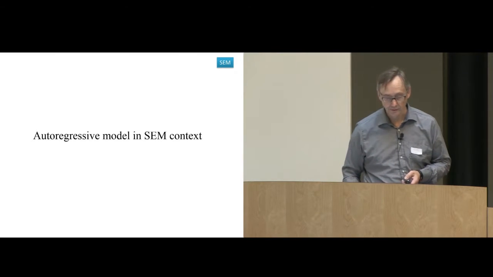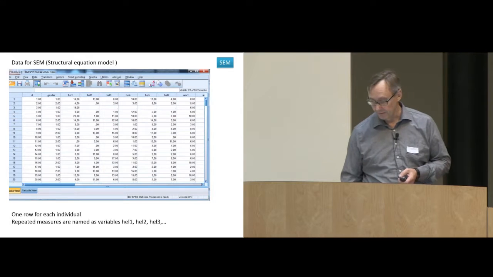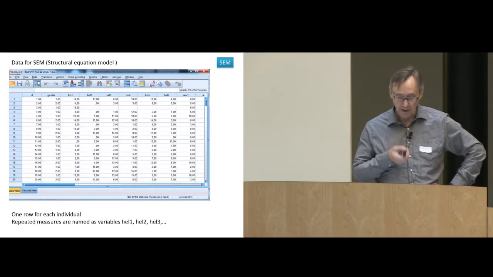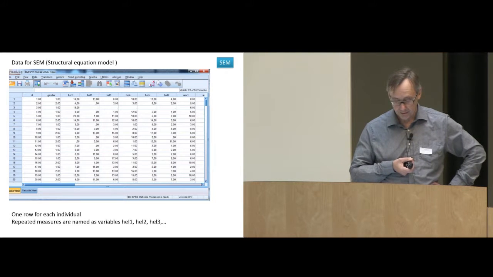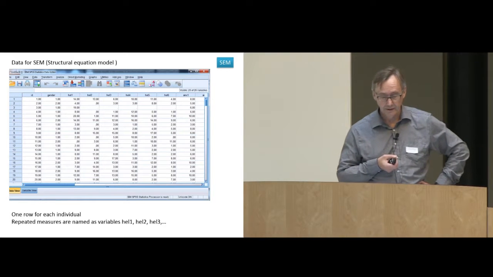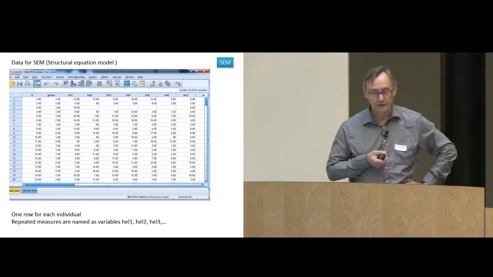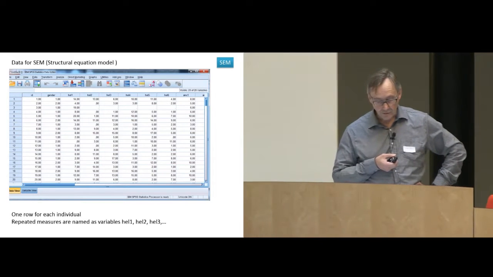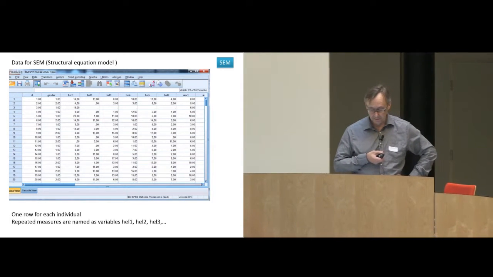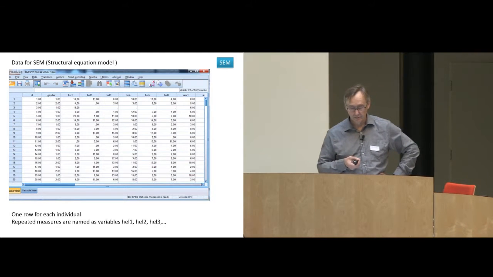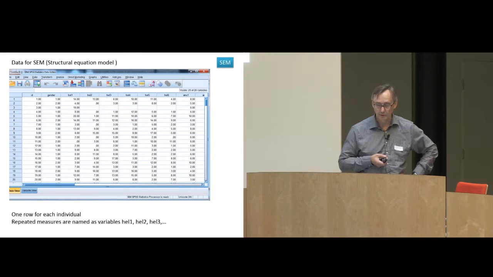But first, autoregressive model in SEM context. First, I show you how the data should be structured when using structural equation modeling. Then I show you SPSS data, and it is handled in a similar way in, for example, Mplus. There is one row for each individual, and repeated measures are named as variables HEL1, HEL2, HEL3. The number means the time you have measured.